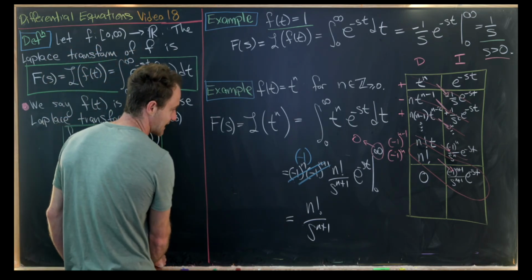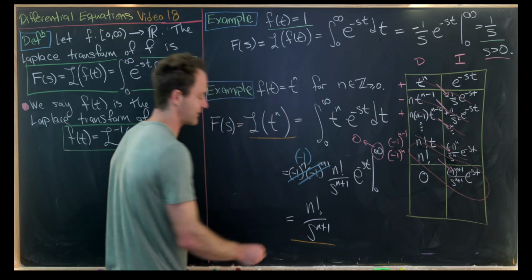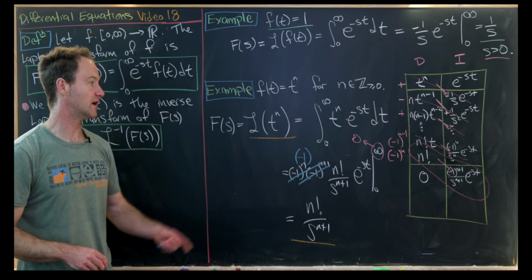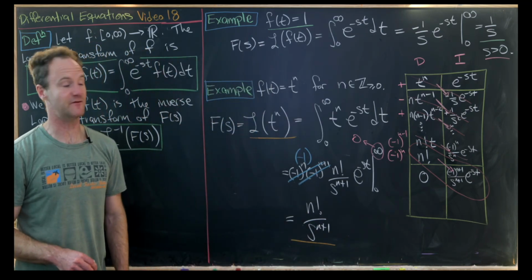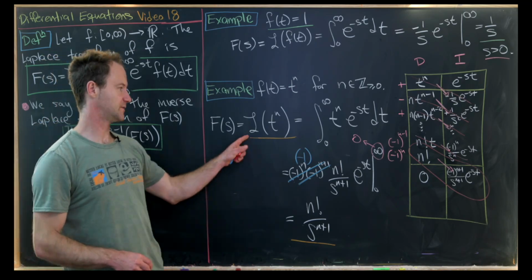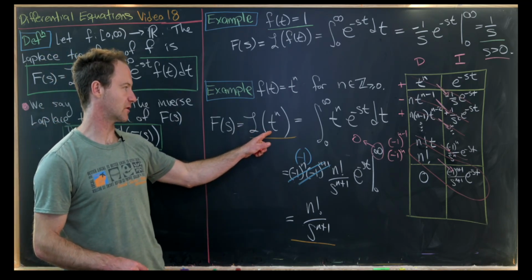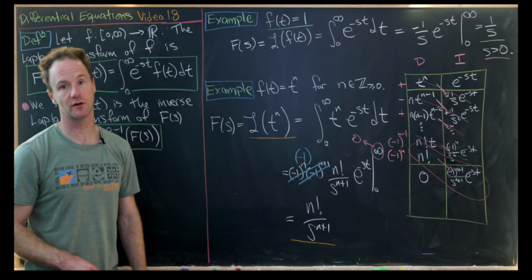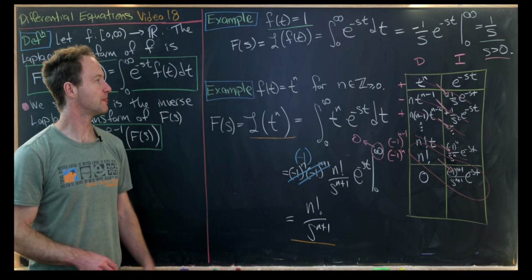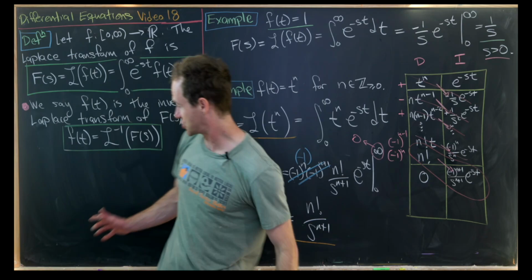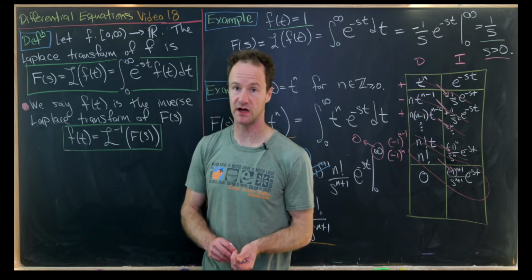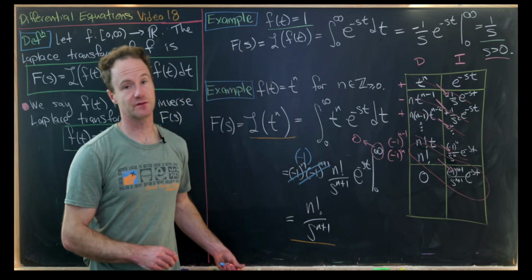So maybe reading it from here to here, we've got a nice closed formula for the Laplace transform of the nth power of t. So just to reiterate, the Laplace transform of t to the n is n factorial over s to the n plus 1. Okay, so let's get rid of this, start a chart over here of Laplace transforms, and do some more examples.